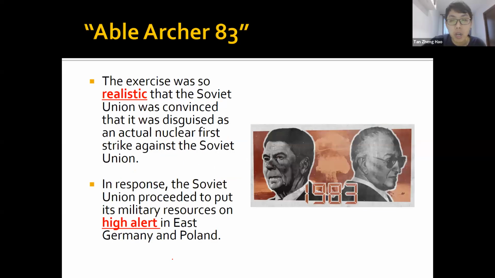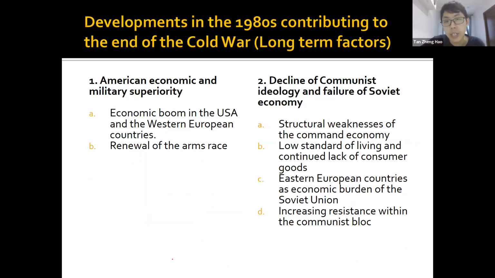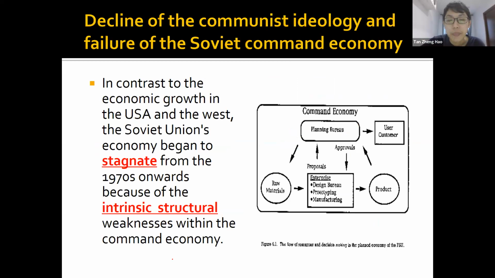Okay, so more long-term factors. Why was the US system of capitalism so much better than the communist system of the USSR? So we go through a bit more of the theory of the two ideologies. There are structural weaknesses. Structural weakness means communism was flawed. Communism was doomed to fail to begin with, compared to capitalism.